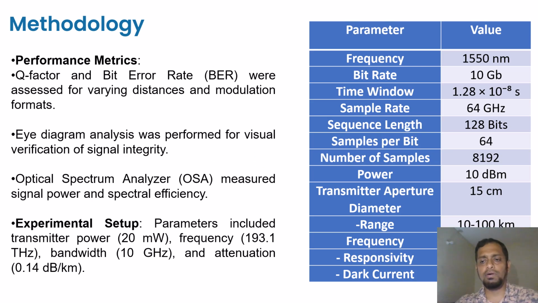So these are the parameters of our simulation model. We basically used BER, bit error rate, Q factor and eye diagram, these three things to measure the signal quality, and also to check the optical spectrum we used an optical spectrum analyzer, OSA.